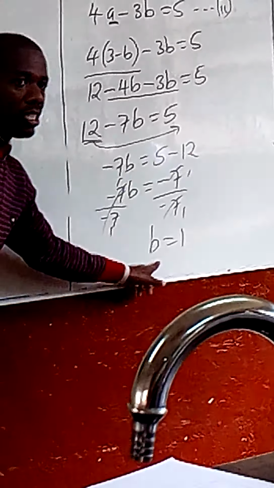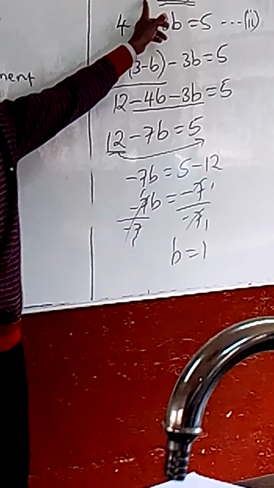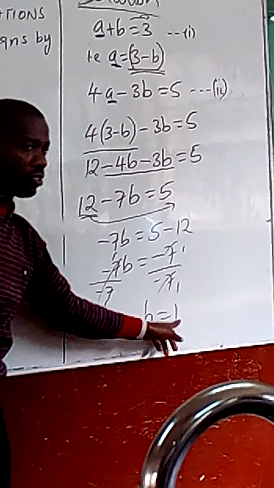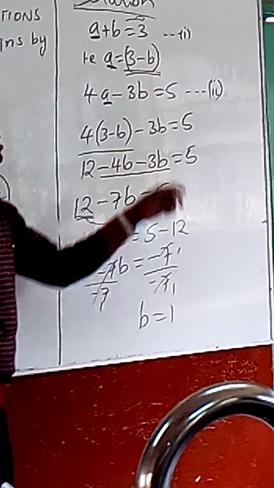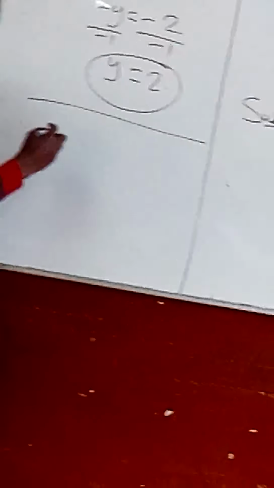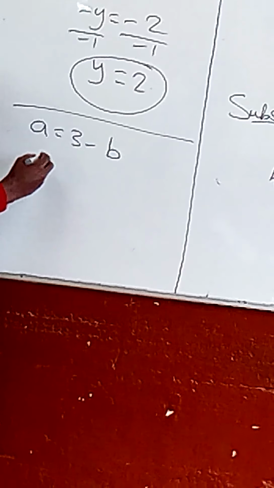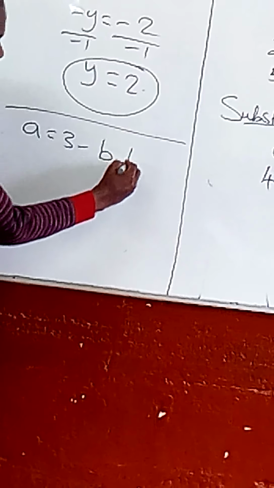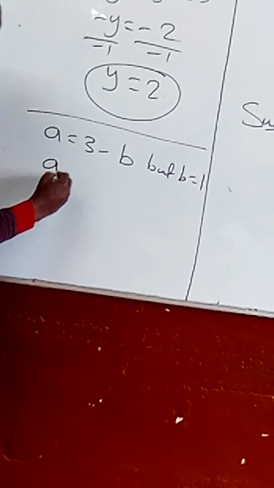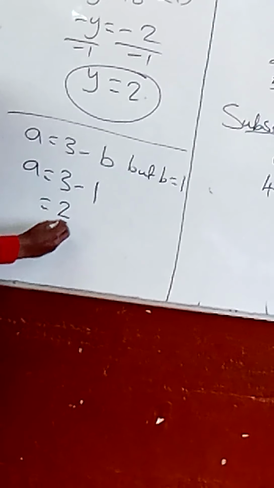Because the value of b is 1, and you have written this mathematical statement here, to get a, you just need to replace the value of b here. So what you do, you write a is 3 minus b, but we know that b is 1. So a is 3 minus 1, which is 2.